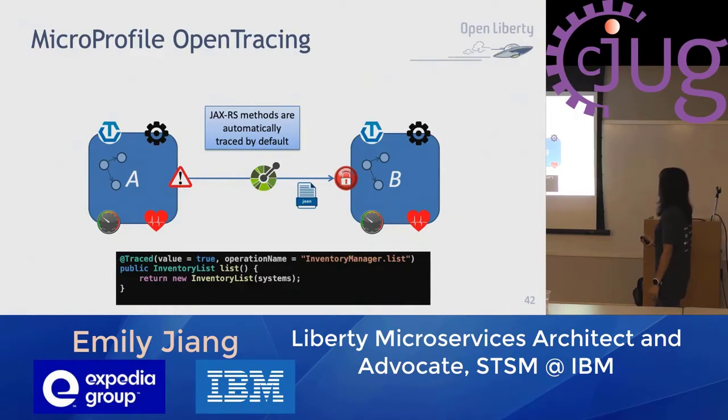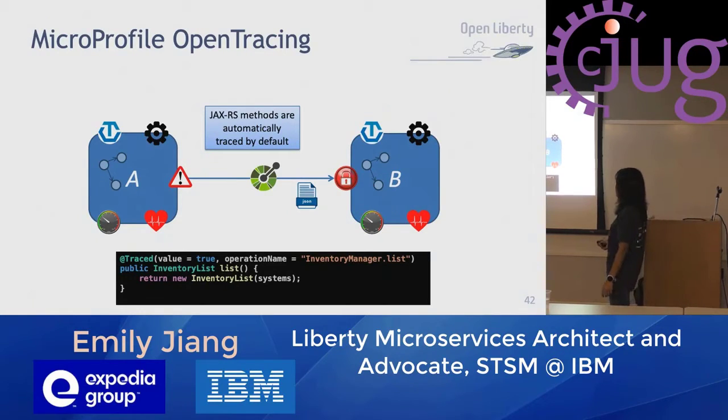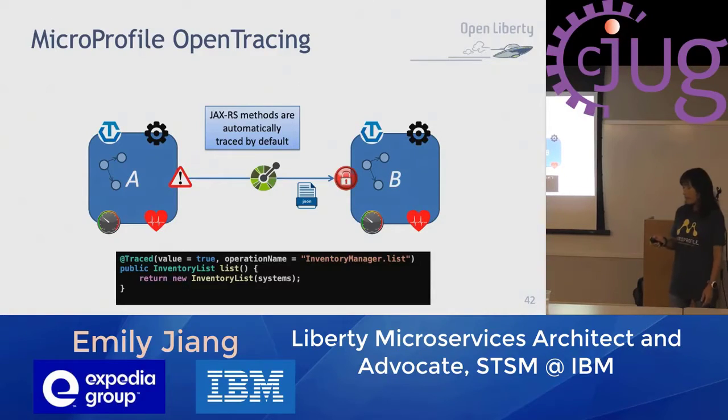The good thing with MicroProfile Open Tracing is that all the JAX-RS methods are automatically traced. And if you want any additional tracing, you can add the @Traced annotation and set an operation name. So you can see these kinds of things in some other third-party tools.